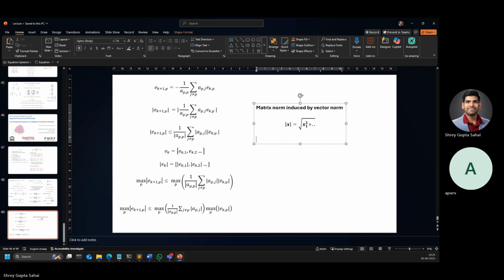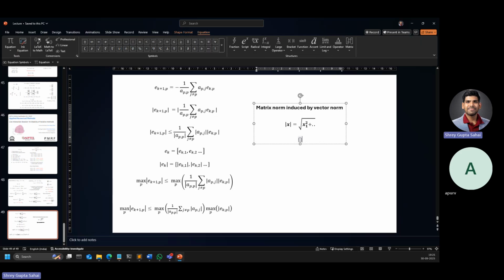There is this norm called the matrix norm induced by a vector norm. It's a norm of the matrix. It's defined like this. It's a matrix norm indeed. Check how it is defined.